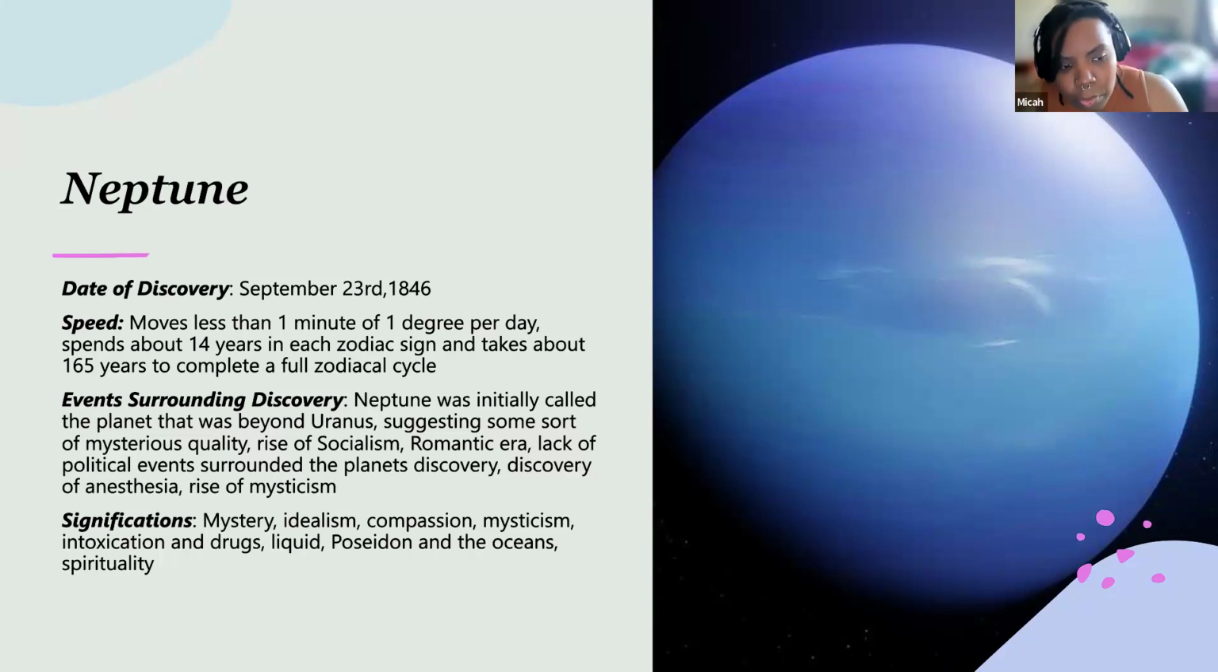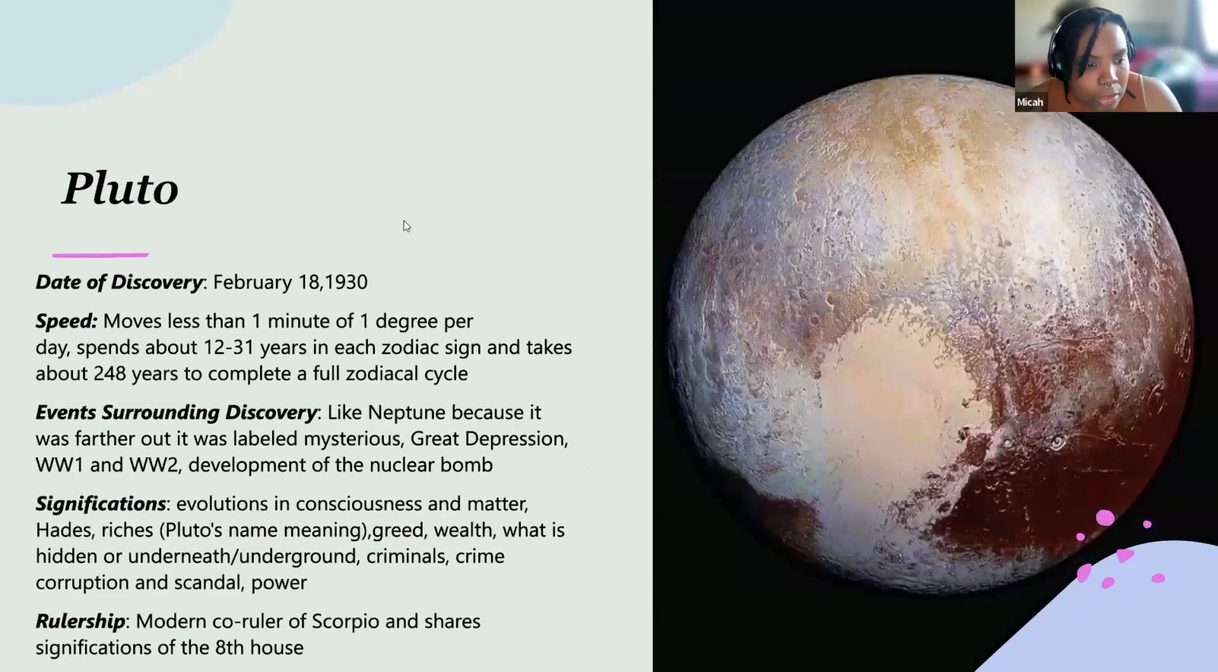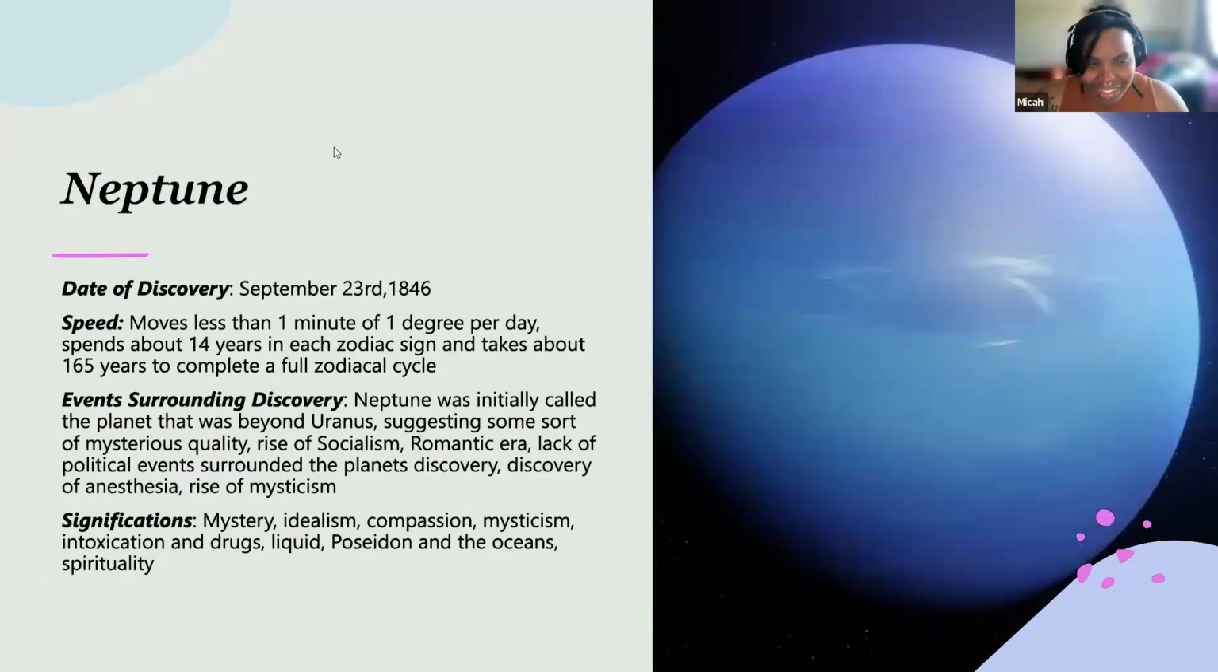I forgot to put on here the rulership part. Did I forget that for all of the other slides? No, I just forgot it for Neptune. I'm so sorry. Well, I'll go ahead and say it. Neptune is the modern co-ruler of Pisces.